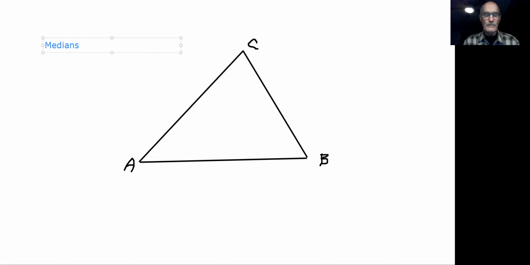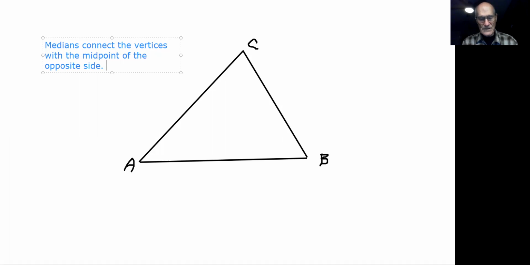of the triangle. And the medians connect the vertices with the midpoint of the opposite side. Okay, and the point they create, once again, is a concurrent point, and it's called the centroid. And I'll come back to that in just a second.